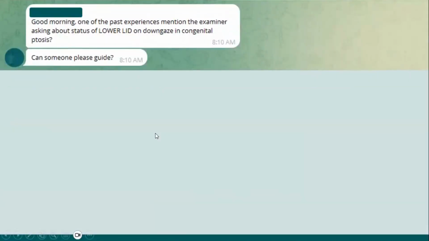How about question of the day? Someone asked this before. Good morning. One of the past experiences mentioned that the examiner was asking about the status of lower eyelid on down gaze in congenital ptosis. Can someone please guide?